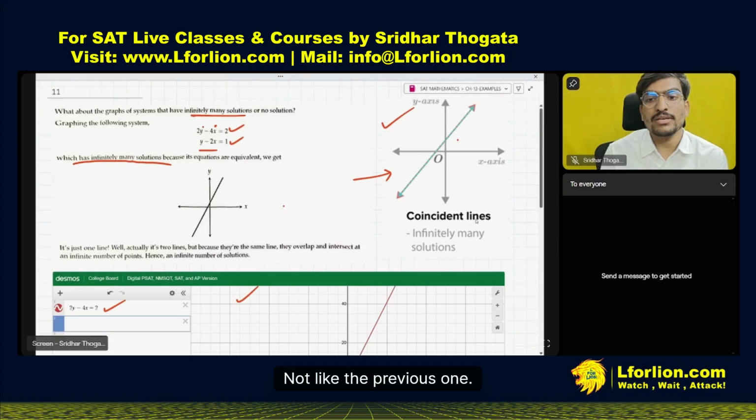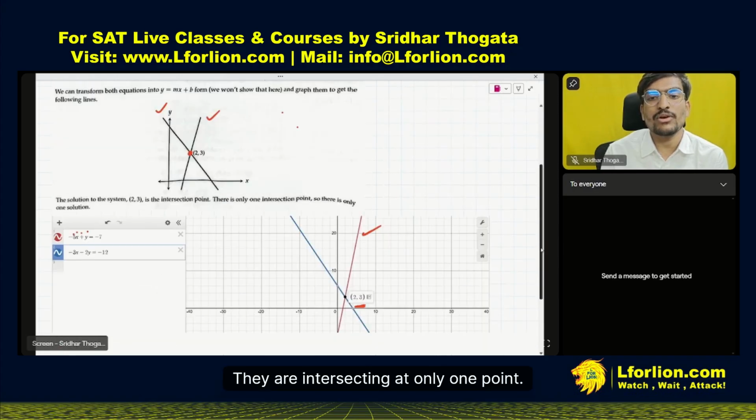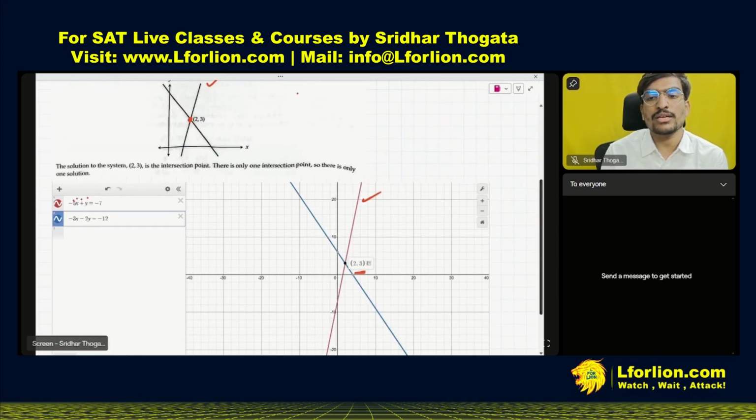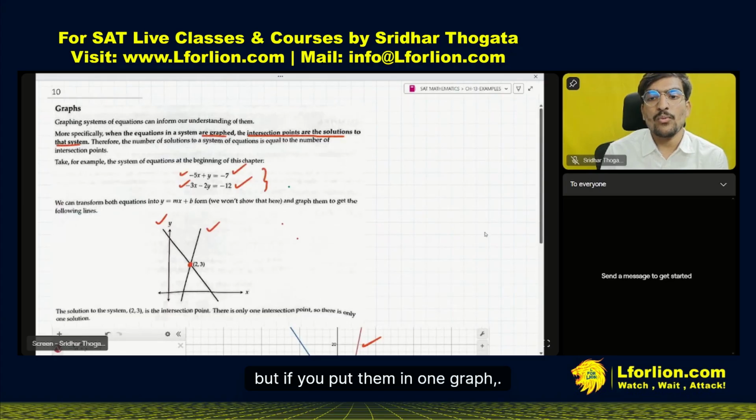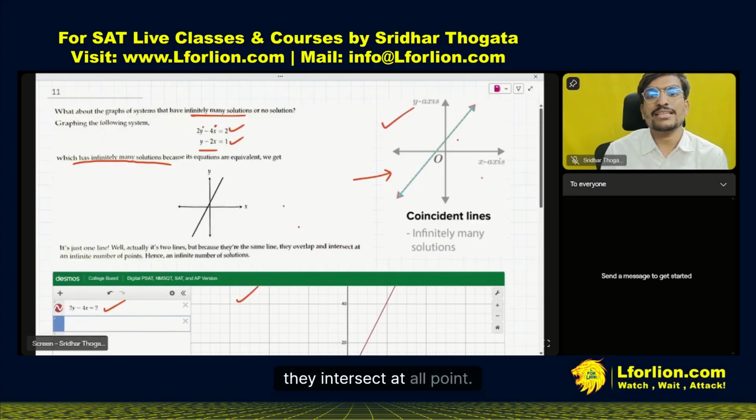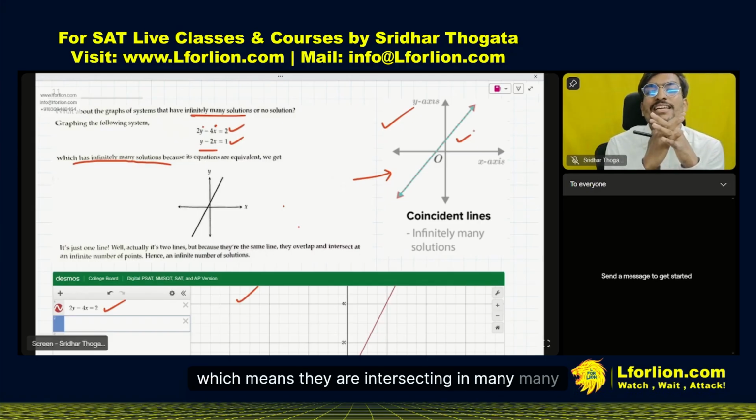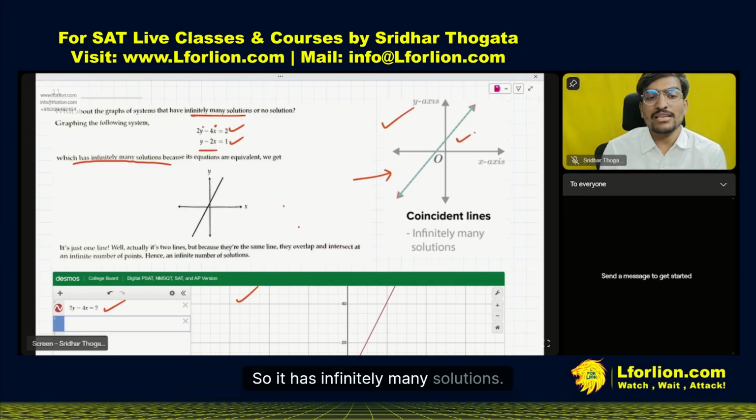Not like the previous one, where they intersect at only one point when you put them in one graph. But in this one, they intersect at all points. The two lines coincide, which means they are intersecting at many points, so it has infinitely many solutions.